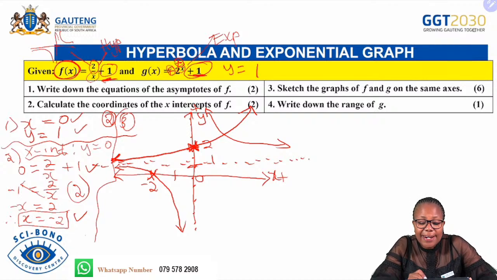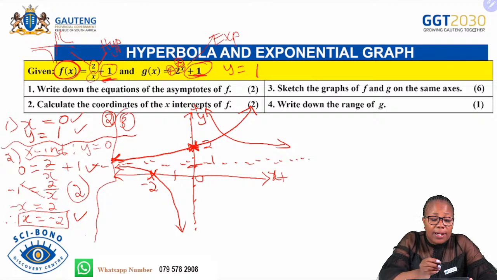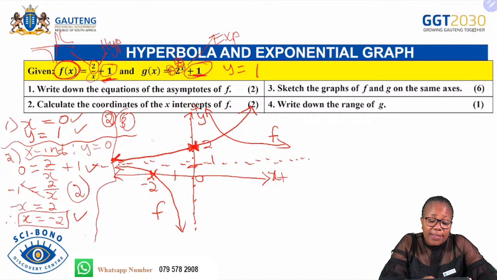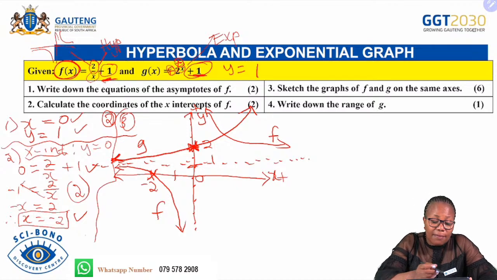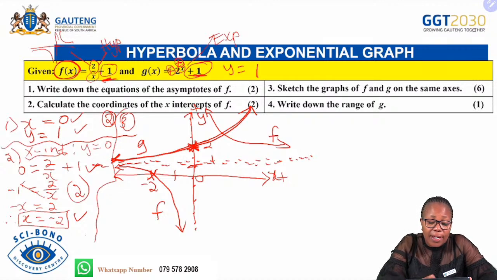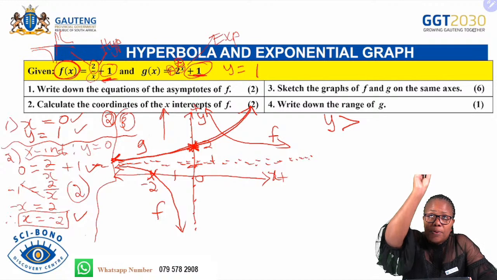Okay, and then write down the range of G. Remember, this is F function, the hyperbolic one, and then the G function. When we talk of G, we are talking of the exponential graph. What is the range for the exponential graph? This exponential graph will never ever go below this point, below the asymptote y equals 1. It is immediately above that point going up to positive infinity. That means if we want to check the range for that one, we are talking y greater than, because it's going up, positive y values.